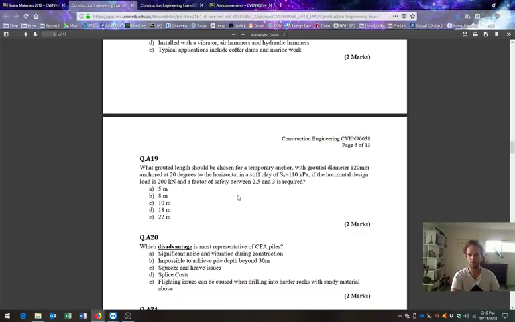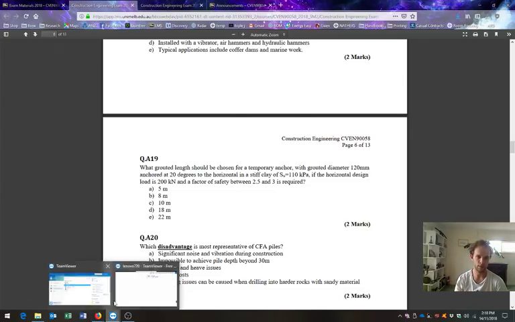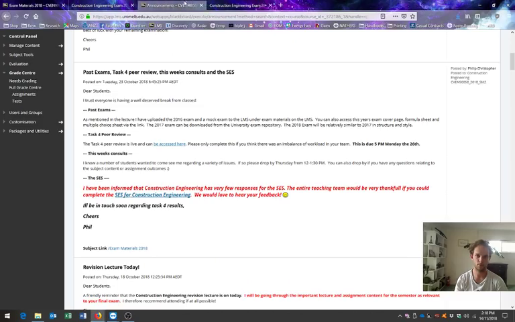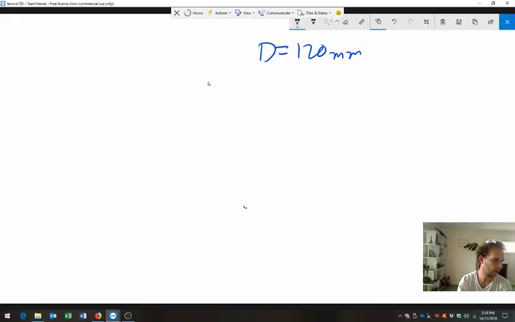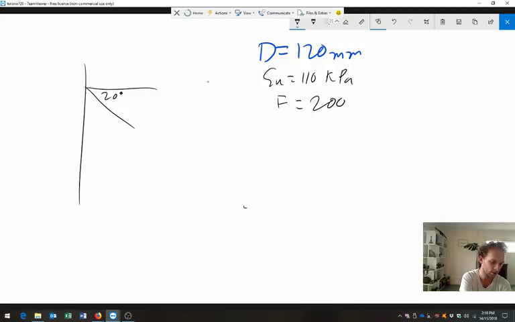We've got: what grouted length should we choose for an anchor of a grouted diameter 120 mil? D is 120 millimeters. And it's at 20 degrees. And we've got SU equal to 110 kPa, and the force is equal to 200 kilonewtons. We need a factor of safety between 2.5 and 3. So I'd probably start this with a factor of safety equal to 3 and just pick a length that's just less than that. But anyway, let's have a look here.